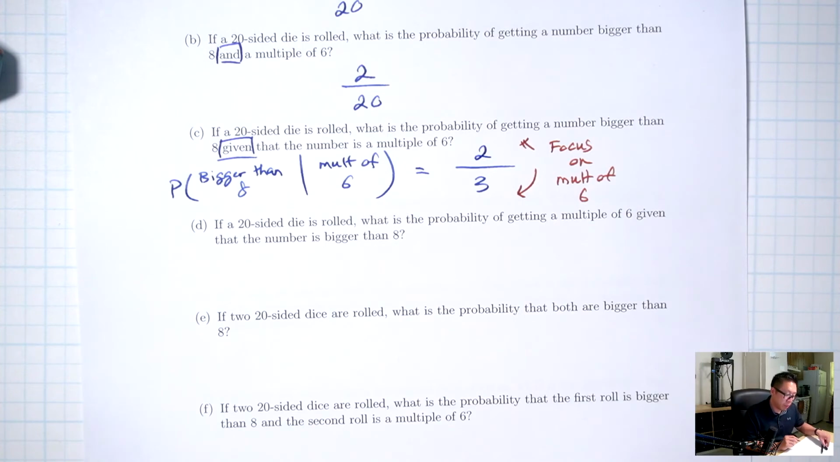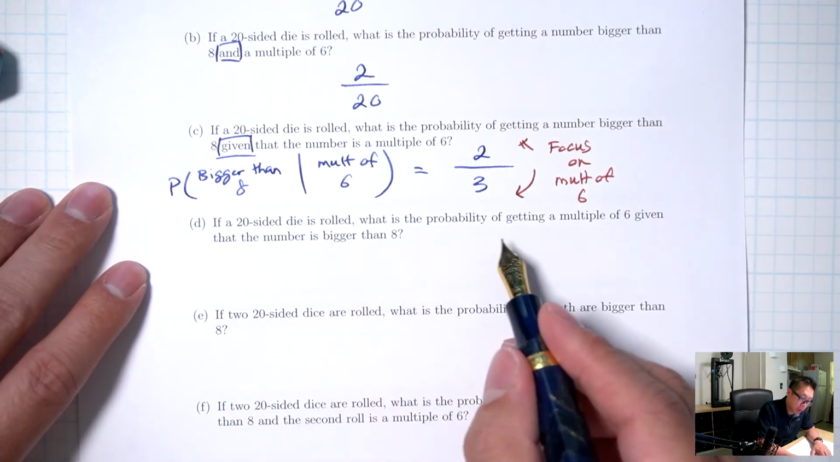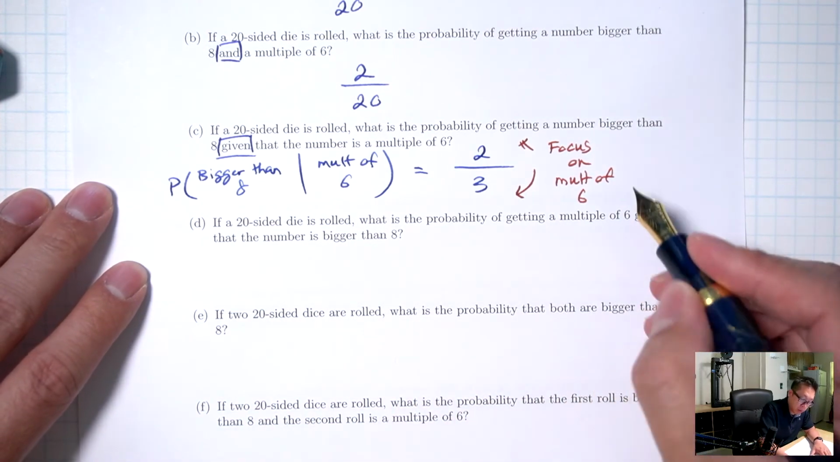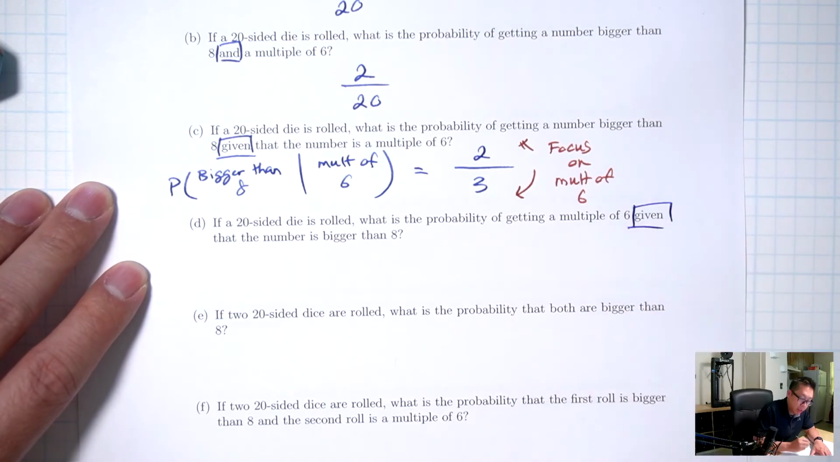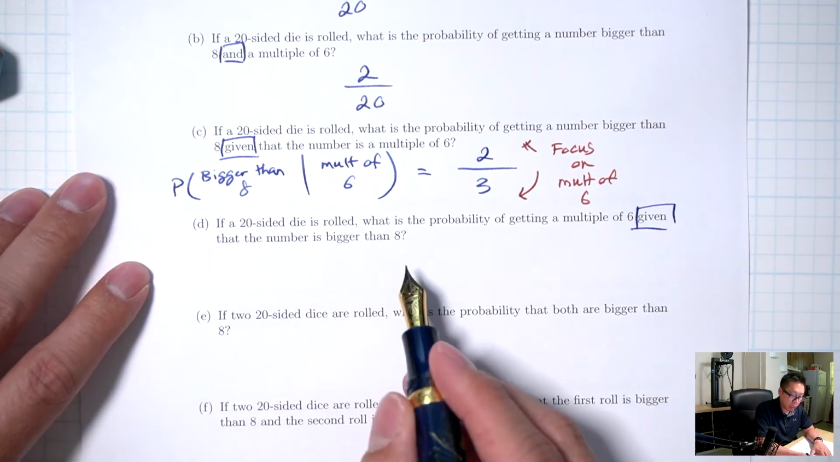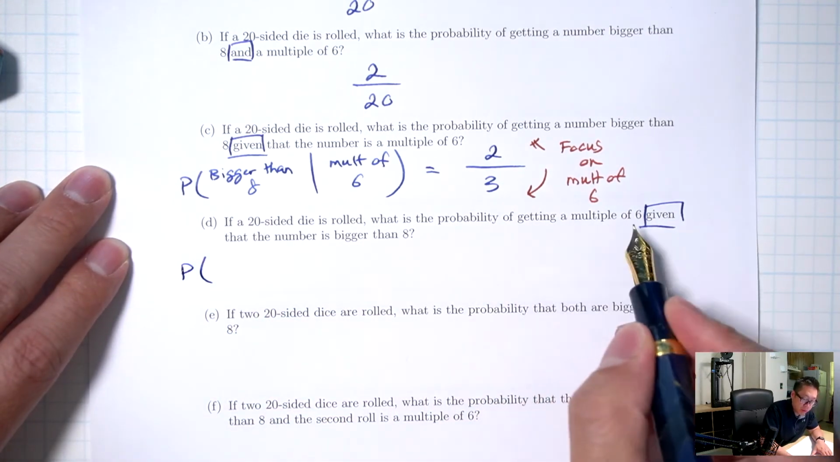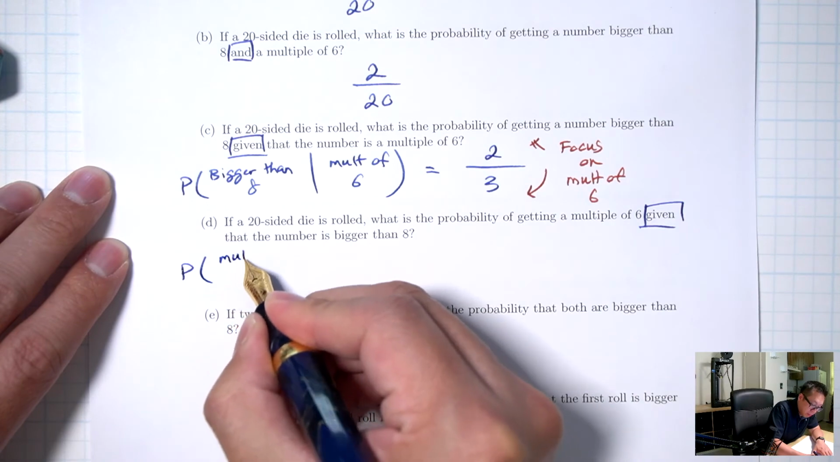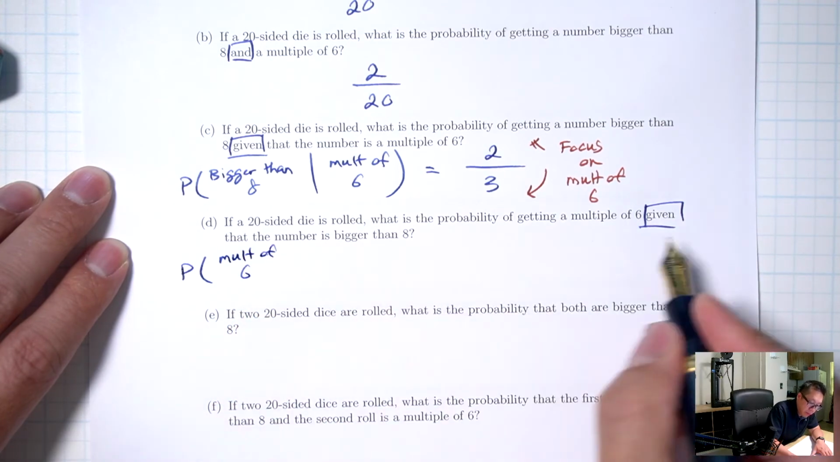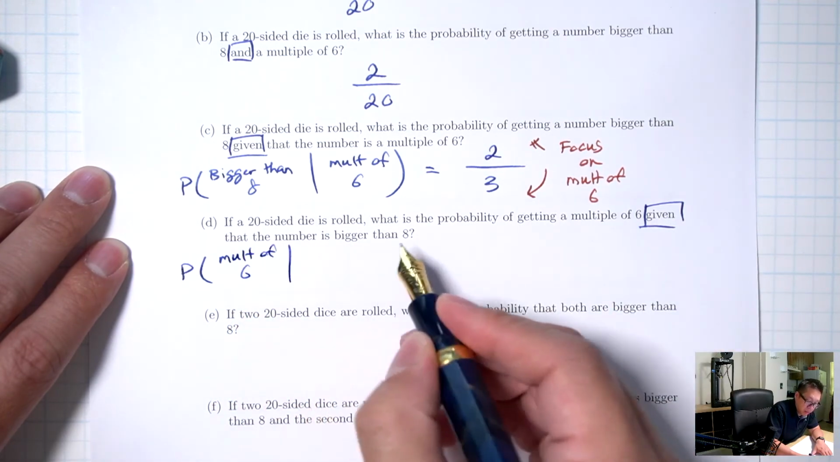Part D. If a 20-sided dice is rolled, what's the probability of getting a multiple of 6 given... Once again, I see the word given. This is going to be conditional probability, given that the number is bigger than 8. So in symbols, I'm looking for multiple of 6, given, bigger than 8.